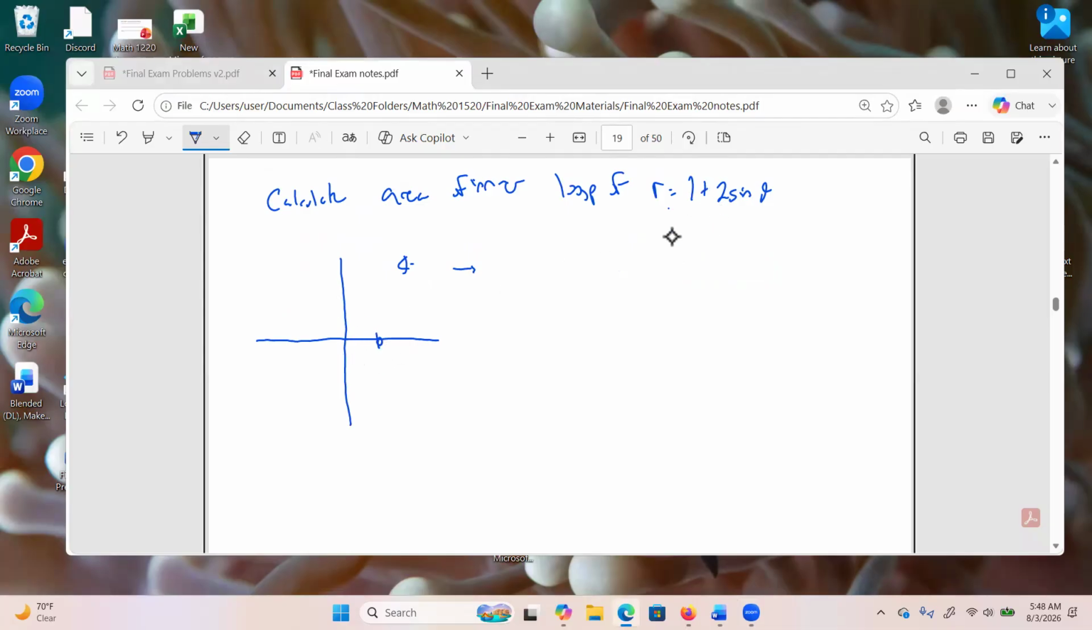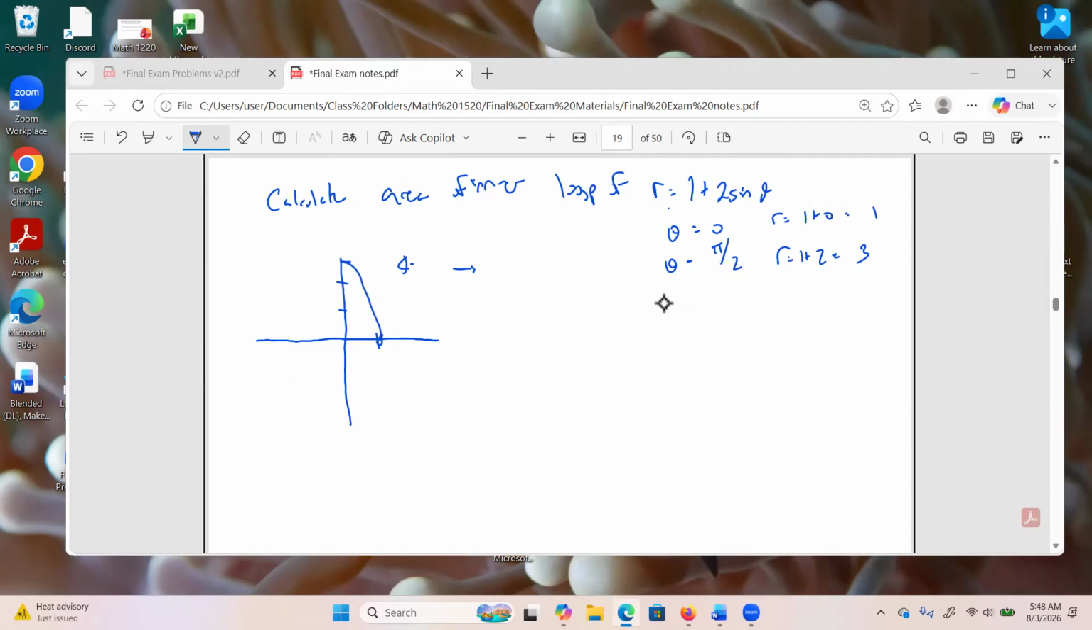So we have theta equal to 0, and theta equal to pi over 2. We're just going to check 4 points around here. When theta is equal to pi over 2, sine of pi over 2 is 1, so we have r equal to 1 plus 2, which is 3. At theta equal to 0, r is 1 plus 0, which is 1. So we have 1, 2, 3. So we're going to be doing something like this.